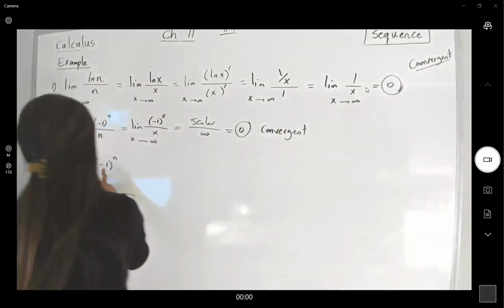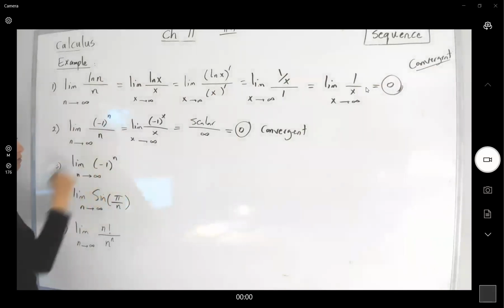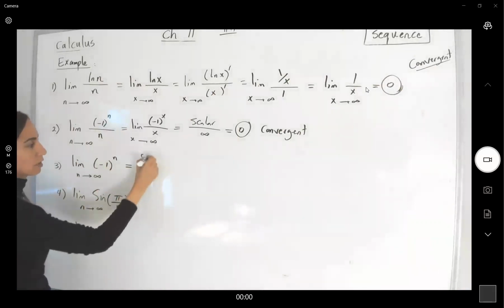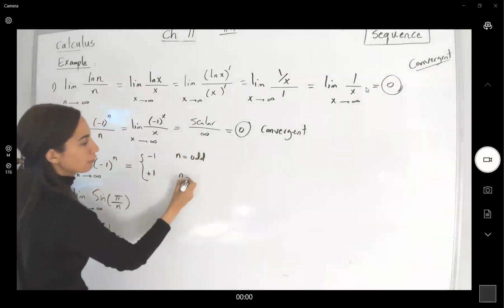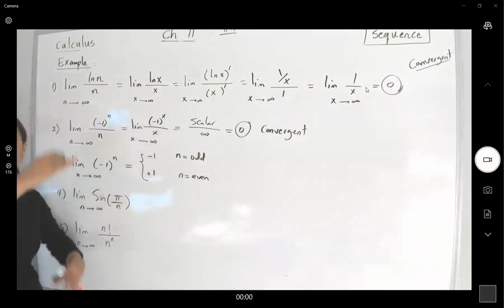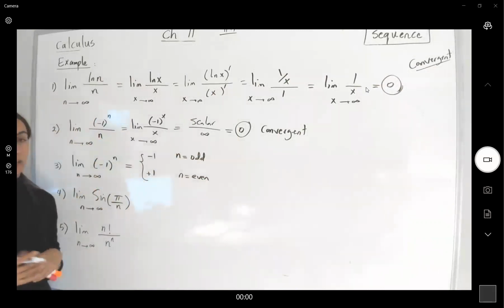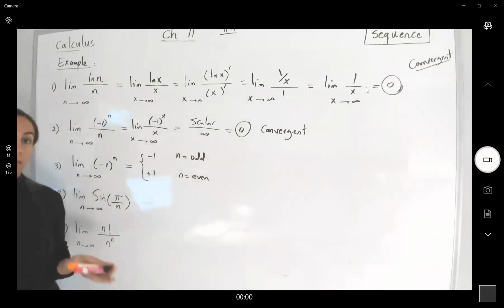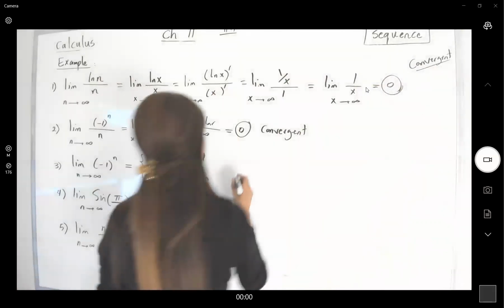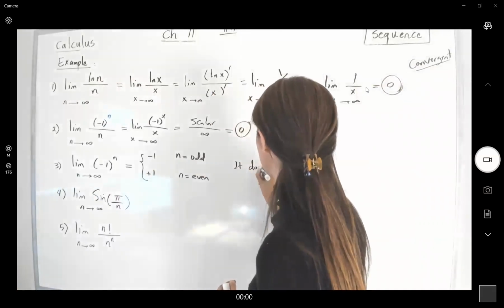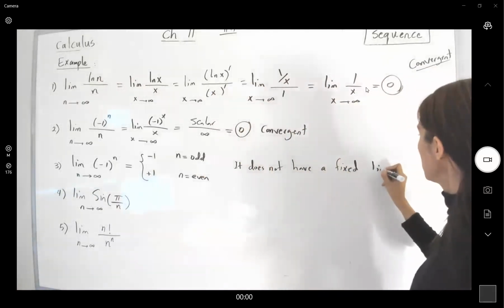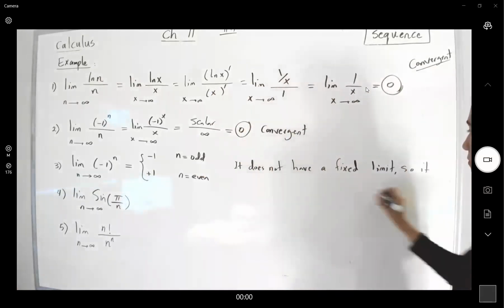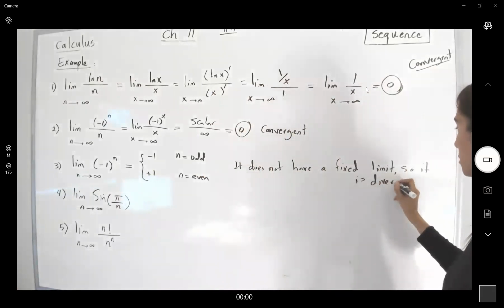What about this guy? (-1) to the power n. If you simplify this, you get -1 for n odd, and +1 for n even. So it's oscillating between -1 and +1. It means that it doesn't have a fixed limit, so it is divergent.